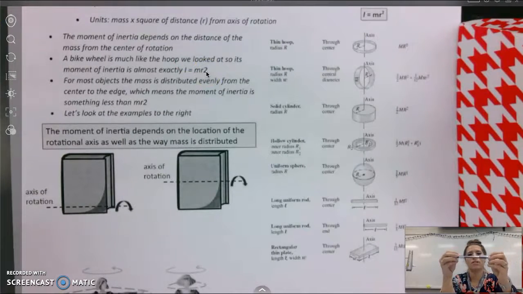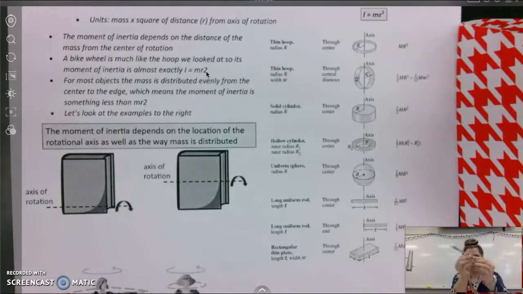If I change my axis of rotation to be the end of the pen, and so I'm rotating here now, I'm rotating like this. This is a lot harder to do, because if this is my point of rotation, look at all this mass that is so far away from that point of rotation. So the more mass that you have further away from that point, the harder it is to rotate the object. The greater the resistance to that rotation.